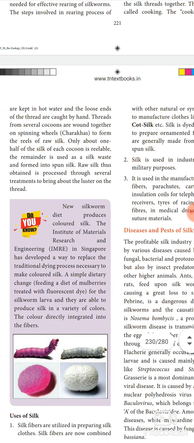New silkworm diet produces colored silk. The Institute of Material Research and Engineering (IMRE) in Singapore has developed a way to replace the traditional dyeing process necessary to make colored silk. A simple dietary change: feeding a diet of mulberry treated with fluorescent dye. Instead of feeding plain mulberry, they give fluorescent dye to the silkworm larva and they are able to produce silk in a variety of colors. The color is directly integrated into the fiber.